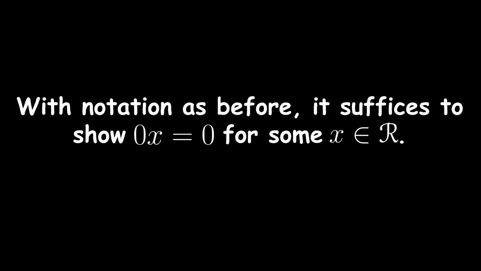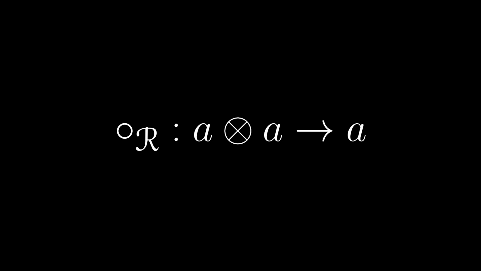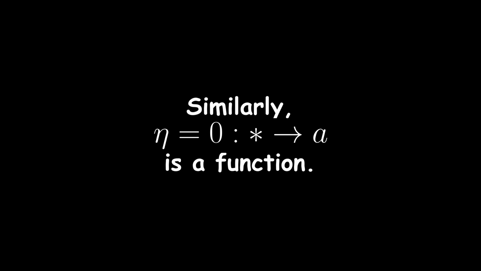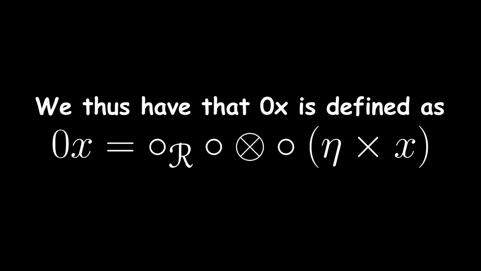With notation as before, it suffices to show that 0x equals 0 for some element x of R. However, this requires a definition of multiplication. Recall that multiplication of rings is given by morphism composition comp sub R from A tensor A to A, which is a morphism of abelian groups. Let x in R, and we thus have that x is a function from star to A. Similarly, eta equals 0 is a function from star to A. We thus have that 0x is defined as comp sub R composed with tensor composed with eta cross x.